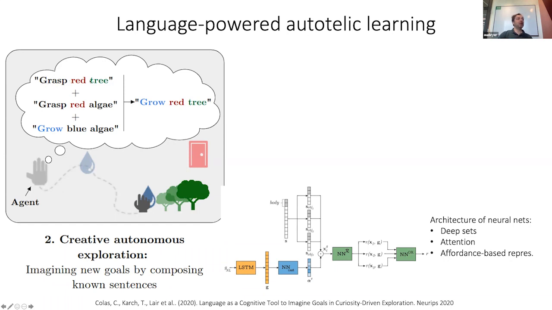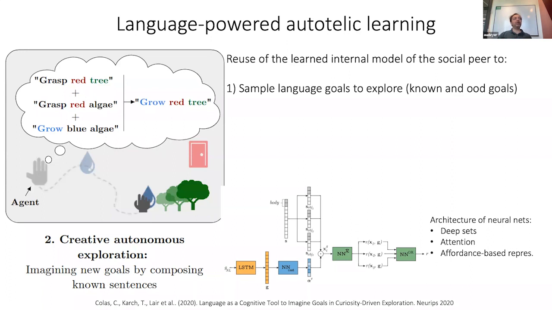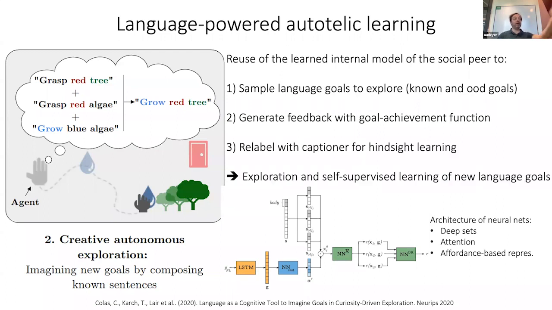talked about grasping red trees, grasping red algae, and growing blue algae. Now, if you recombine those words, you can imagine, okay, what if I could grow a red tree in my environment? This is a new goal, and the agent can also reuse its learned goal achievement function, deciding when growing a red tree is true or false. This is possible by using neural networks with some modularity that are able to generalize across the meaning of sentences. Then it can use that internalized reward function to guide learning of these new goals it is now considering and has never considered before.